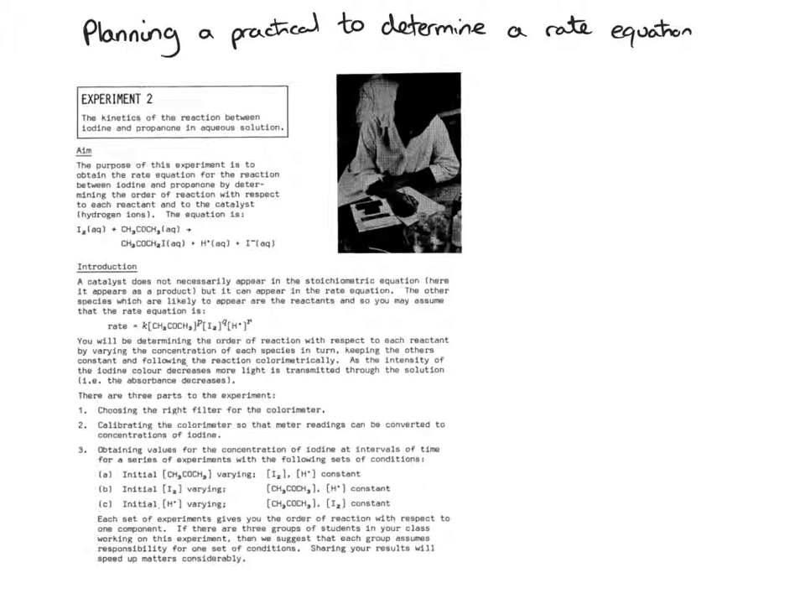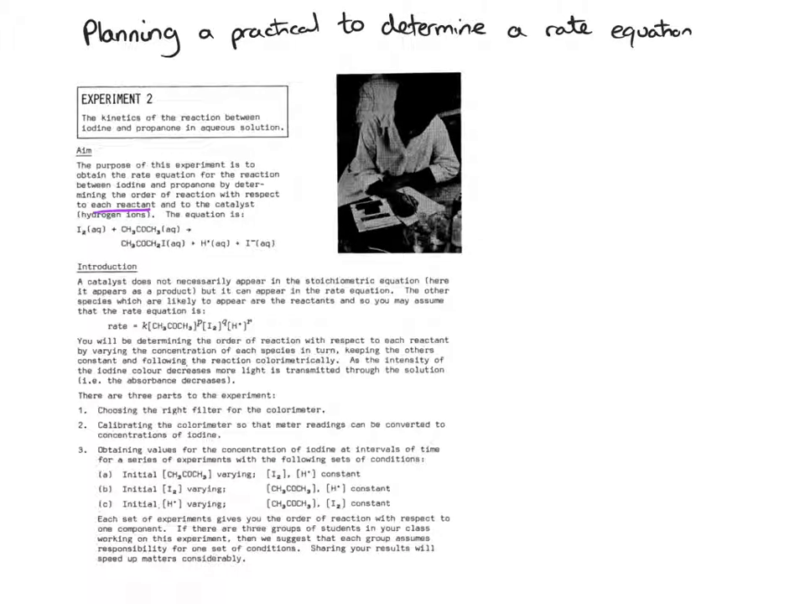The extract from the prac gives us a really good aim. It tells us the purpose of this experiment is to obtain the rate equation for the reaction between iodine and propanone by determining the order of reaction with respect to each reactant. That means we're going to have to do 3 distinct experiments where we vary the concentration of the iodine, the propanone and of the acid to see what effect that has on rate.